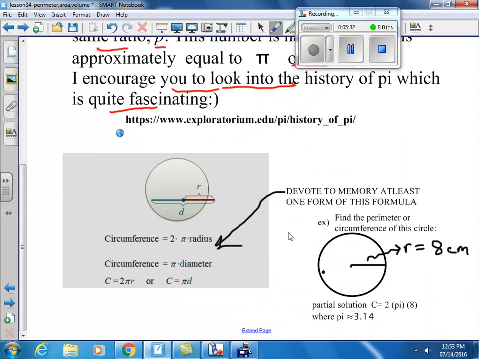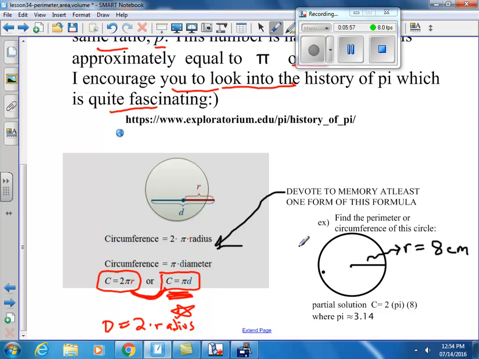Okay, so now you do want to take this to heart. So we can memorize that circumference equals pi times diameter. Now, since diameter is twice the radius, then a different way of expressing that formula would be 2 pi r. Feel free to memorize either one of those forms. I like pi d. I always say pi d.